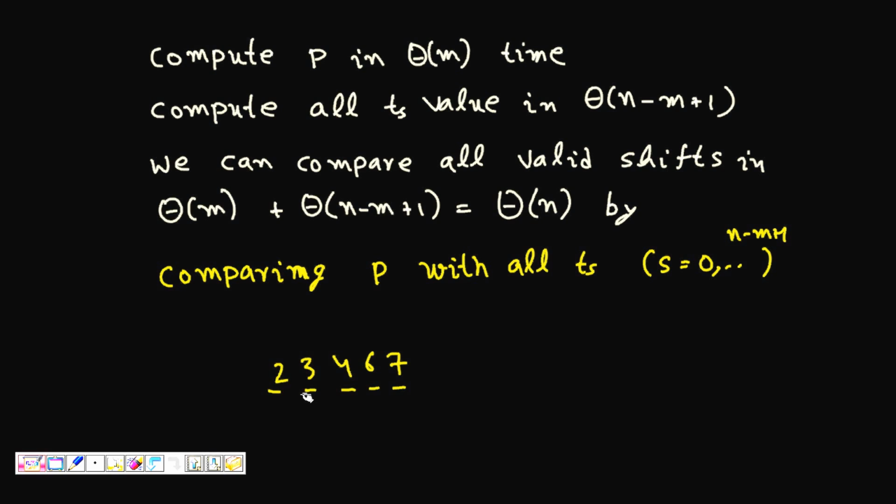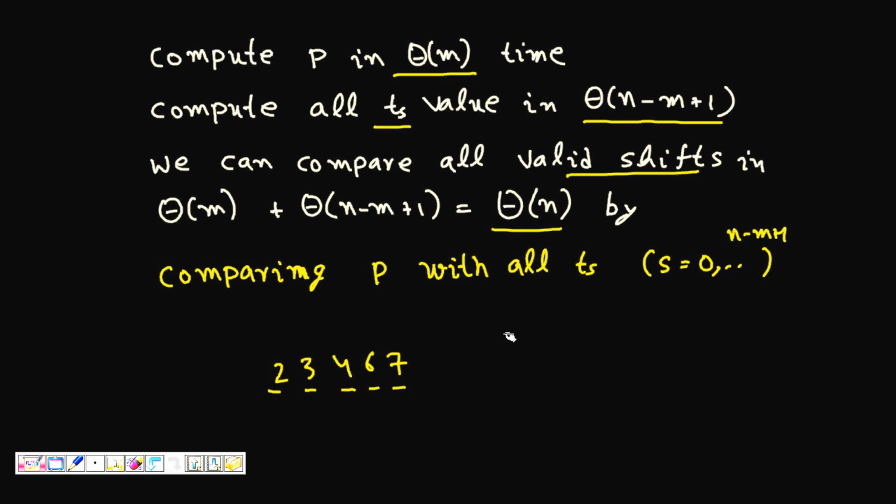So in our Rabin-Karp algorithm, we can calculate the value of p in theta of m time, where m is the number of characters in the pattern, and similarly all the ts values we will try to calculate in theta n minus m plus 1 time, and then we compare all the valid shifts in theta of n times. So let's first see how we calculate this value of pattern p in theta of m time.